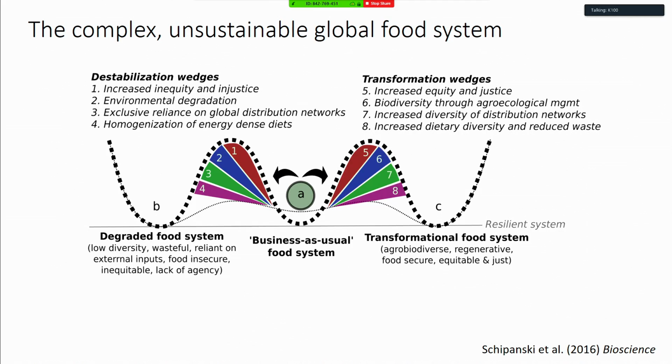You can see here they've listed some points, some of which are outcomes, like increased equity and justice. This is what we want from the transformed food system, but others are kind of ways of getting there. So agro-ecological management, diversity of distribution networks. So we're starting to get to the kind of innovations that we want to improve that food system.